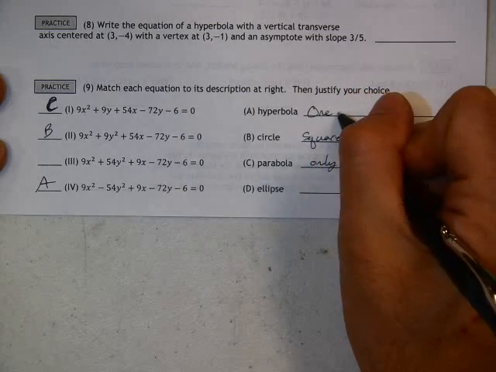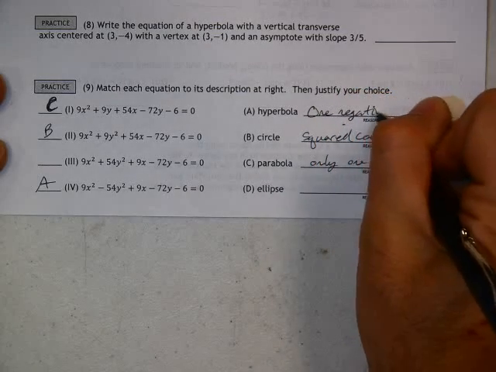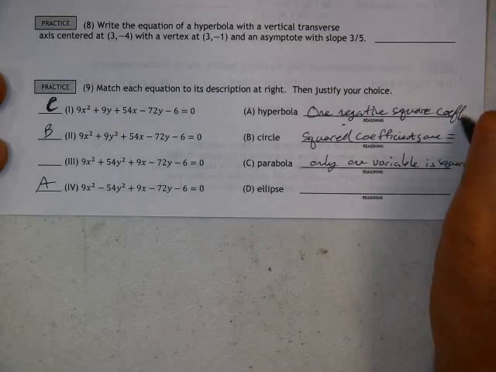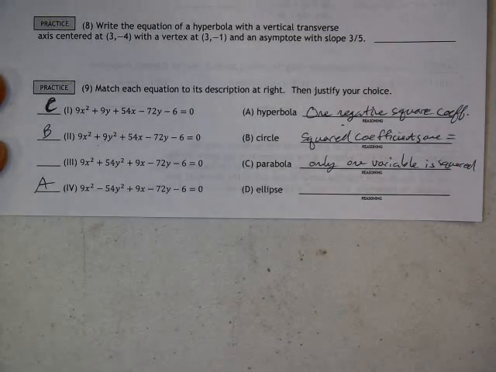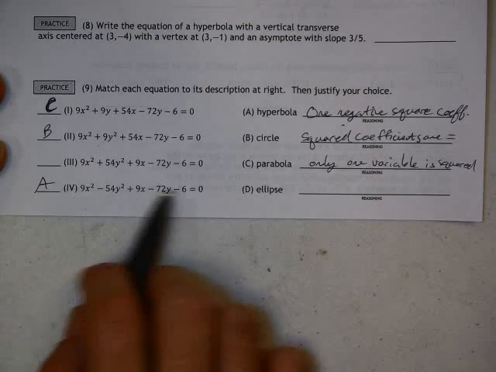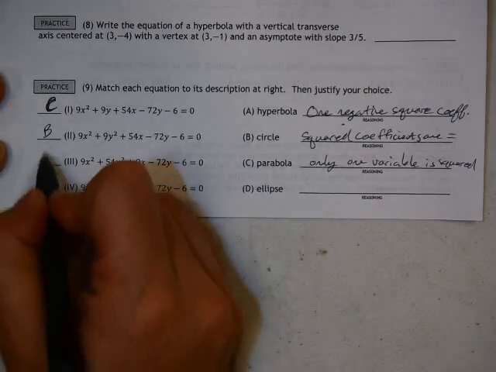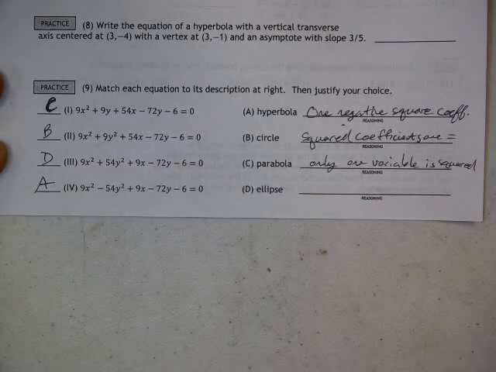We have 1 negative square coefficient, and I'm going to abbreviate coefficient. So one of those numbers in front of the square terms was negative, which means the last one that's left is the ellipse, which means that obviously is D.